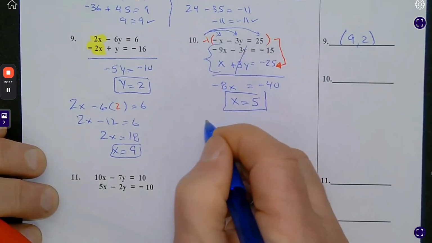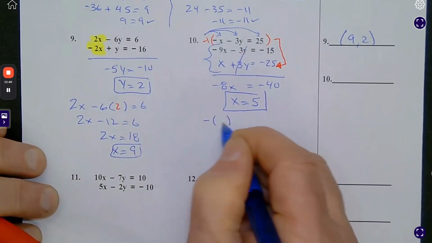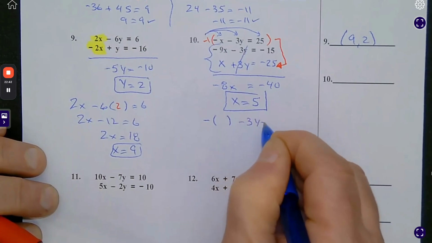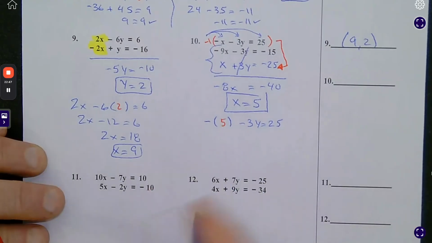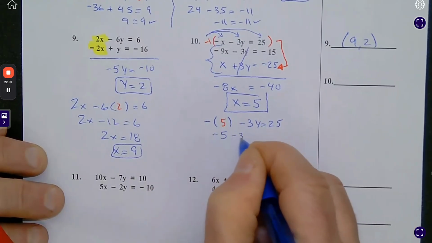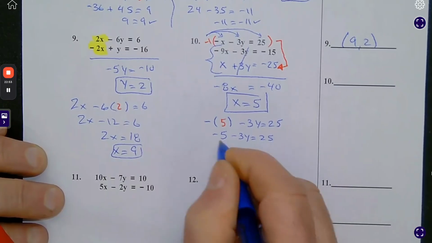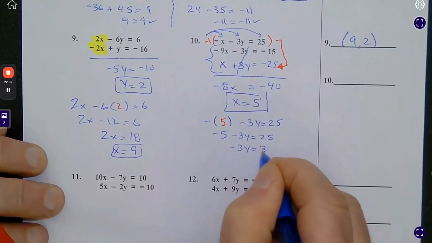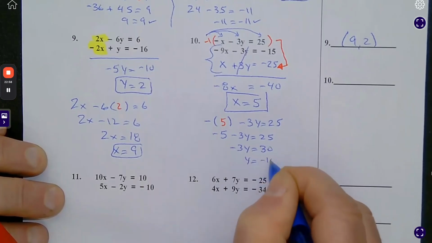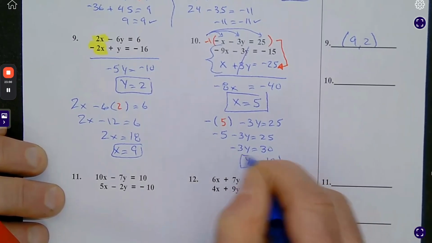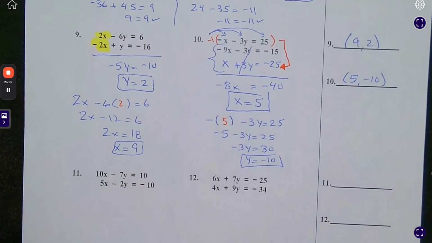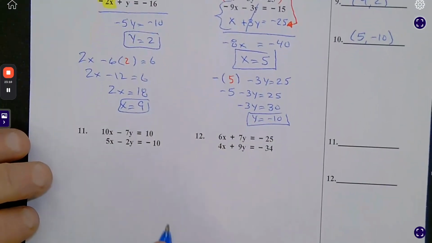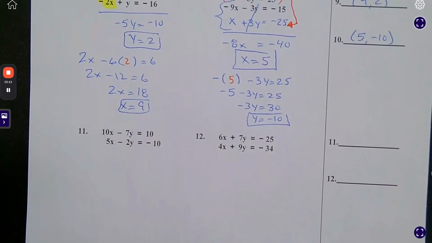Okay, now I'm going to go to my original equation. I'll go to the first one. The x value is 5. So that makes it a -5 minus 3y equals 25. Add 5 to both sides. Divide both sides by -3. Positive divided by a negative is a -10. Done.